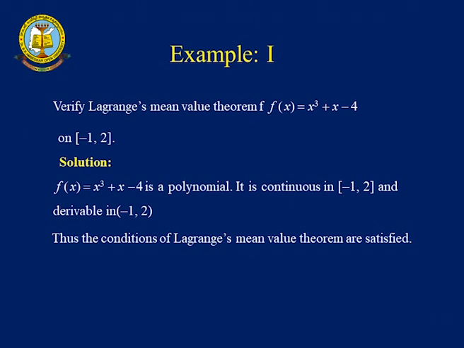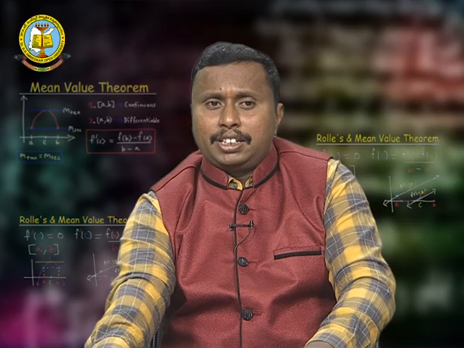Now see, verify the Lagrange mean value theorem for the function f of x equal to x cube plus x minus 4 on the closed interval minus 1 comma 2. Given that f of x equal to x cube plus x minus 4 is a polynomial, so every polynomial function is continuous. Therefore f of x is continuous on the closed interval minus 1 comma 2 and f of x is derivable on the open interval minus 1 comma 2. So the conditions for the Lagrange mean value theorem are satisfied by the given function.